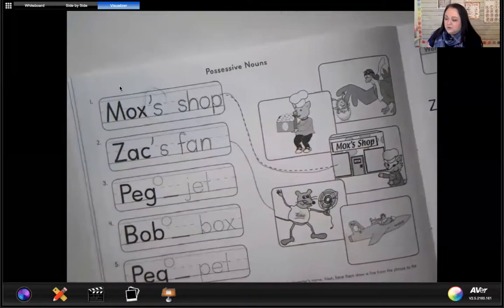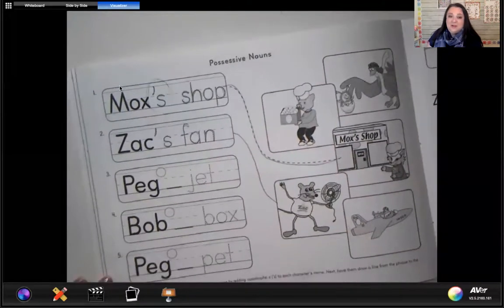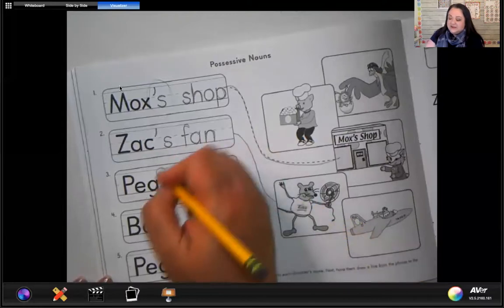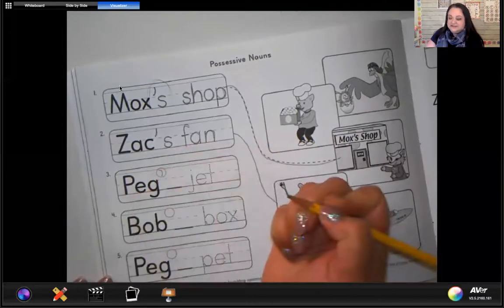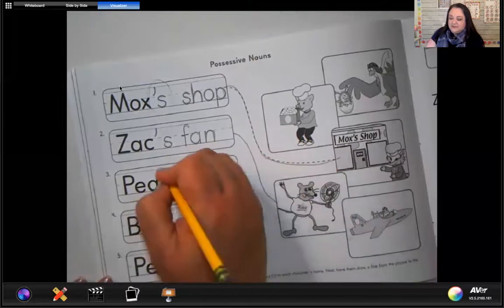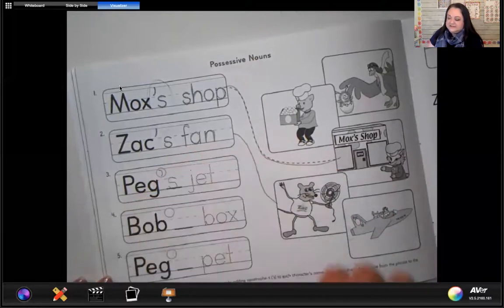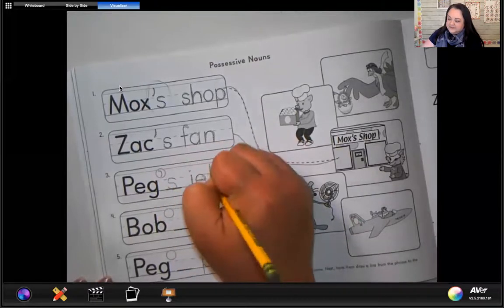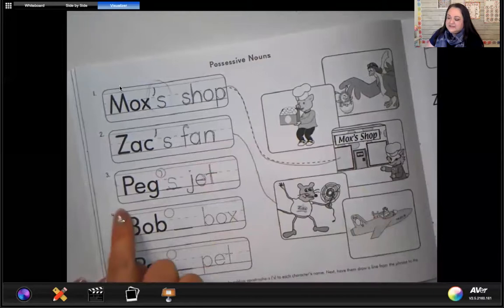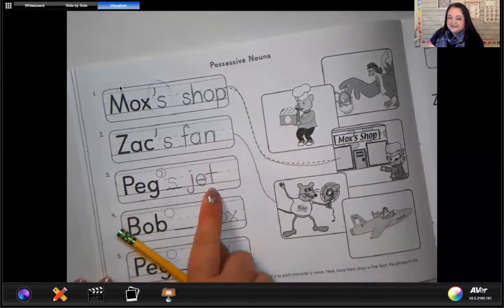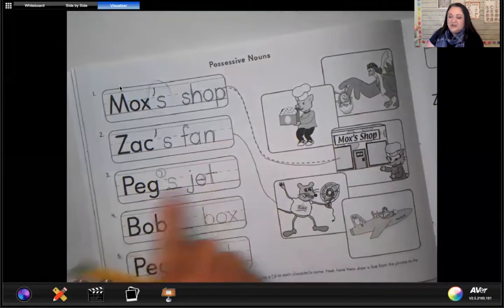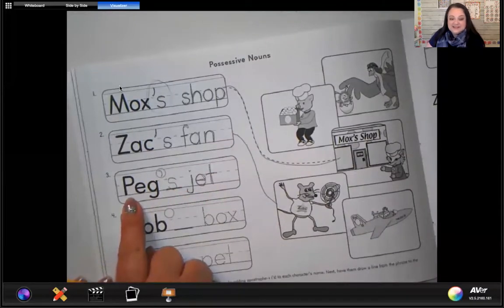Okay, now they want us to write it all by ourselves, the apostrophe S. So we're getting the practice of writing apostrophe S. So here, the apostrophe, we make it, it's just a little backwards C right there at the top, and we add an S. And then we're going to trace the J, the E, and the T. Okay, so after you've traced it, added your apostrophe S and traced the J, E, T, we're going to sound out this word and figure out what it says.